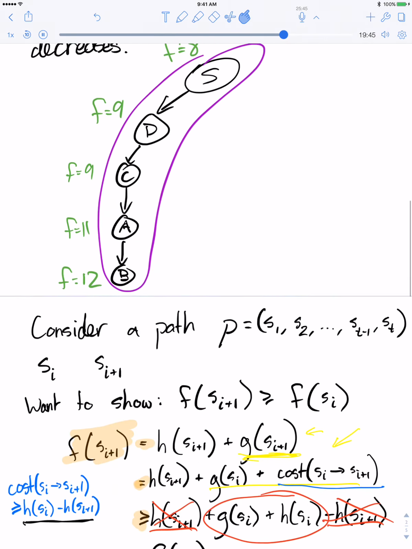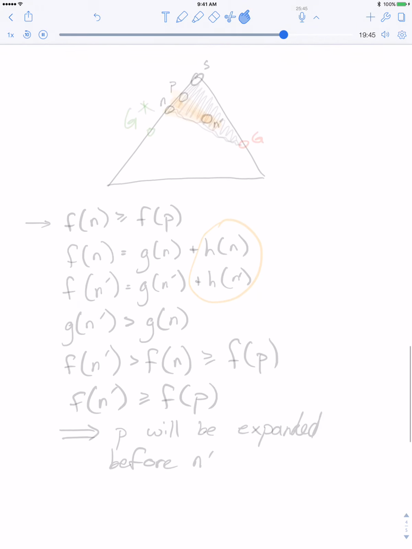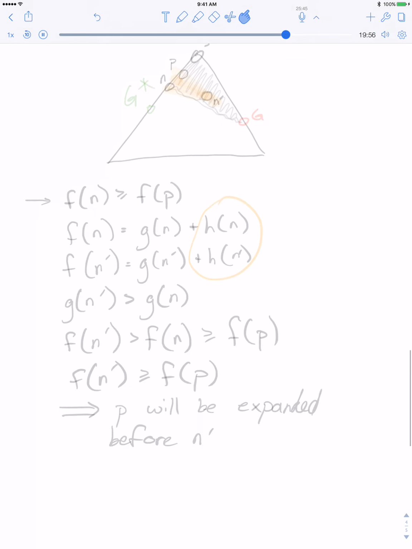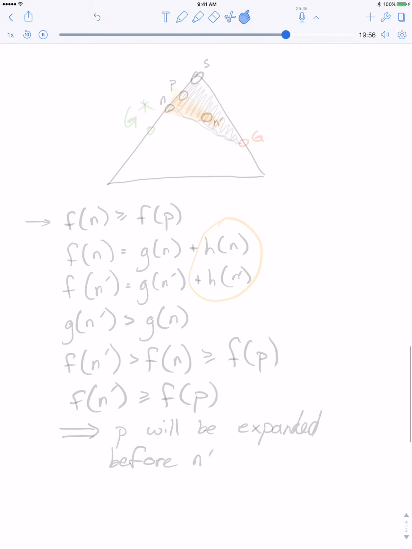So what's left? Now we need to prove that this property that consistency gives us, increasing F costs along any path, will guarantee that A star graph search returns the optimal path. When proving that A star tree search with an admissible heuristic was optimal, we used a diagram that looked kind of like this. So first, a triangle that represents the entire possible search tree.